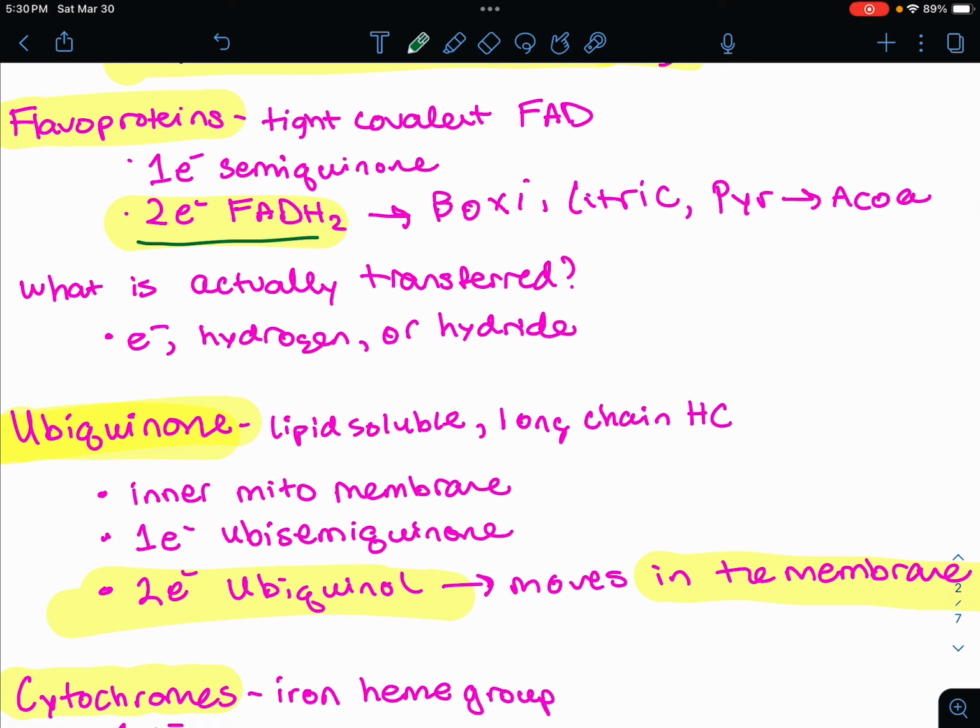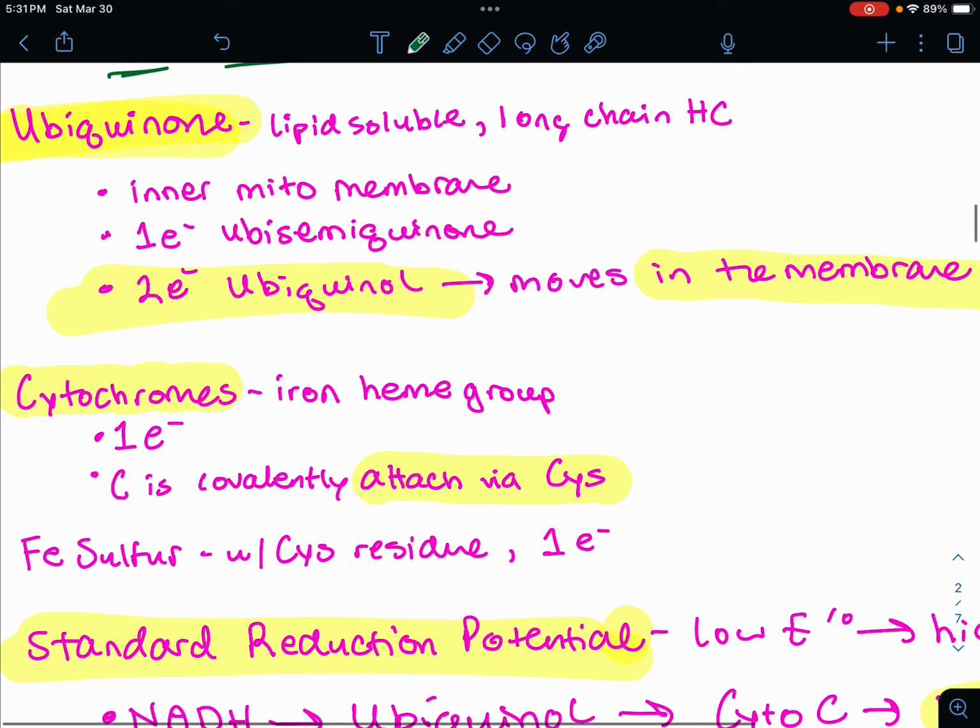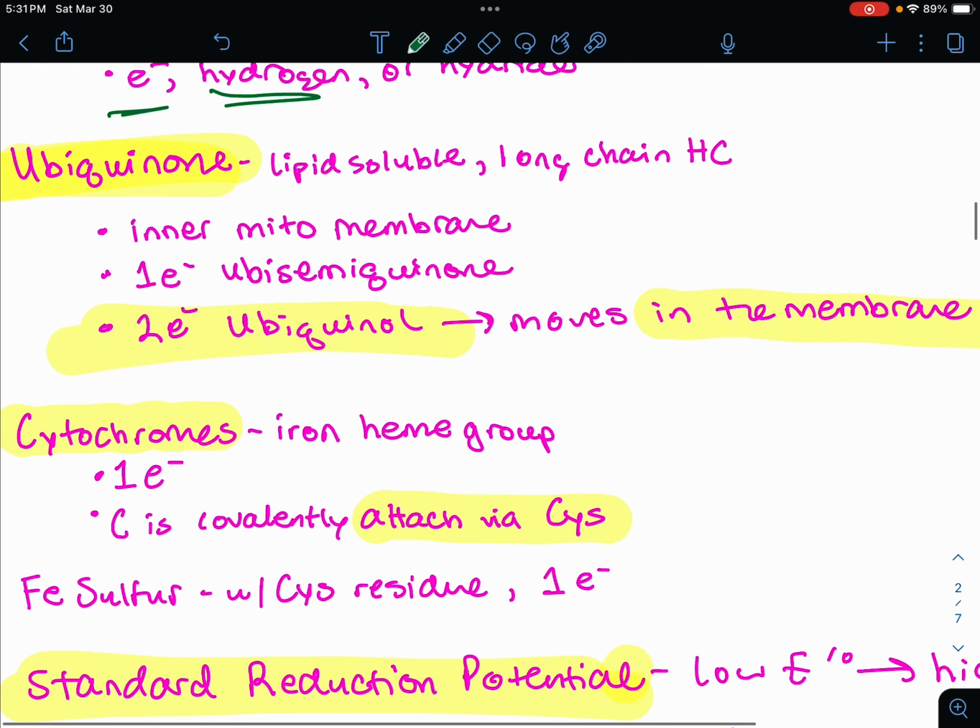What is actually transferred? So, 3 types of electron transfers occur in oxidative phosphorylation. You have electrons. You could also be moving them as hydrogen atoms or hydride. There are 3 other types of electron-carrying molecules in the respiratory chain.